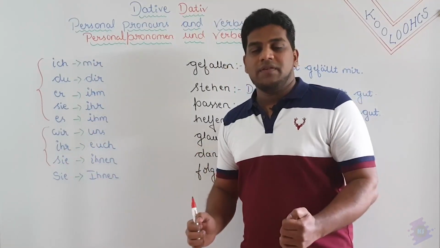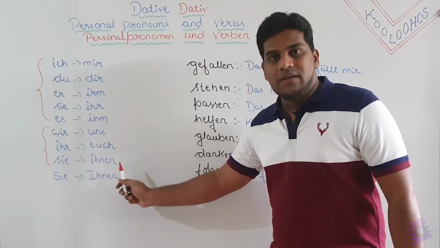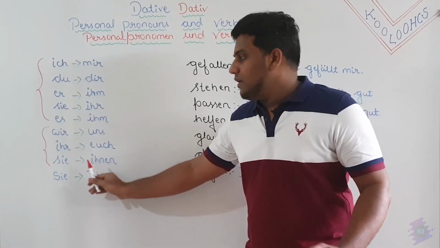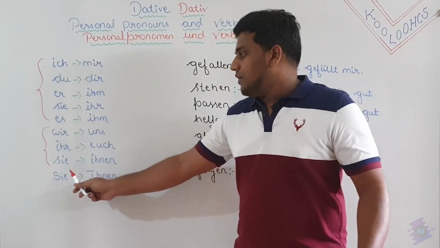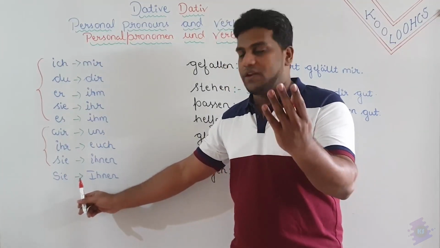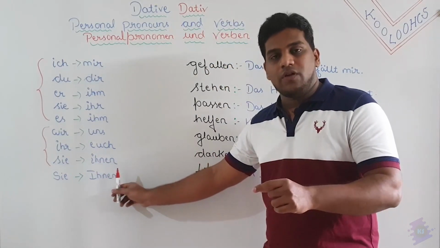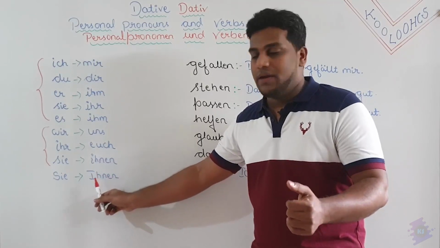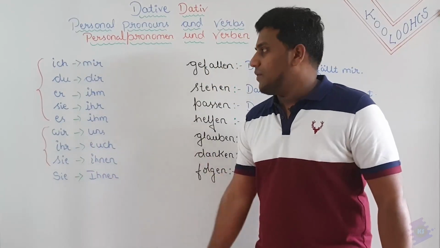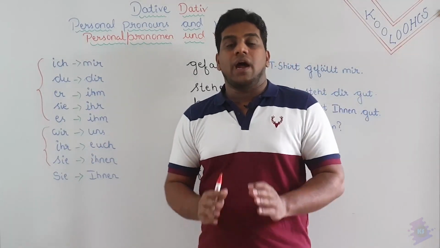And for third person plural, which is sie with a small letter s, it is ihnen. Here also the I should be a small letter, like you have here. And the difference is for Sie, that is you with respect, second person you with respect, it should be with a capital S. And in the personal pronoun also you will have a capital I. For this Sie it is Ihnen with I capital, for this sie it is ihnen with I small. So this is the list of personal pronouns.